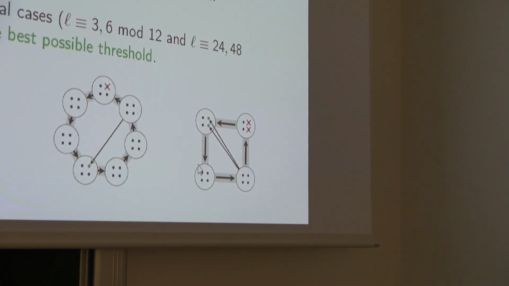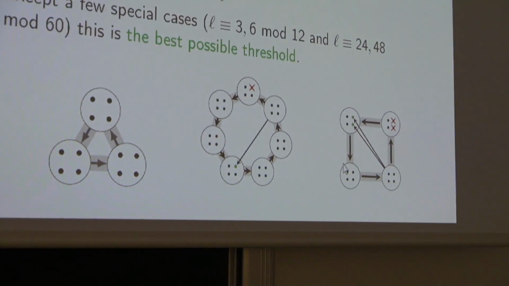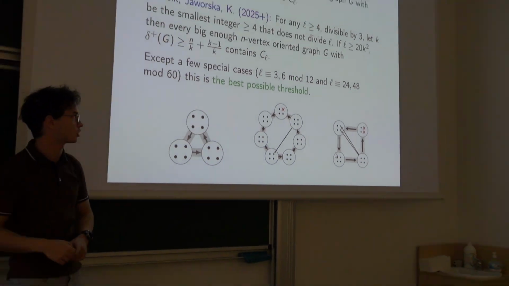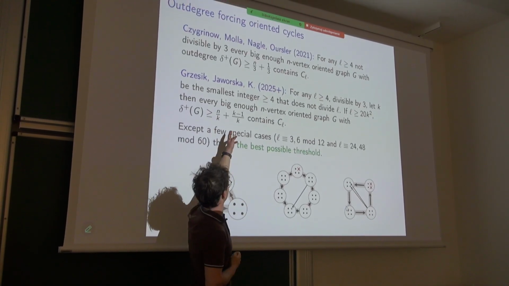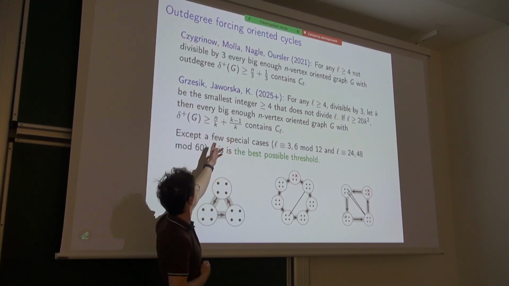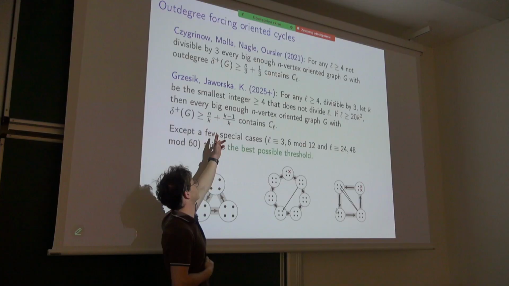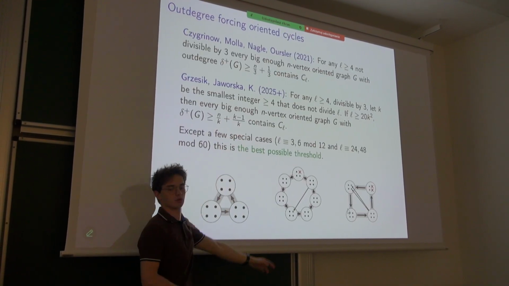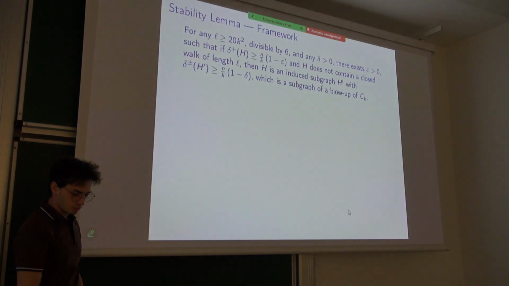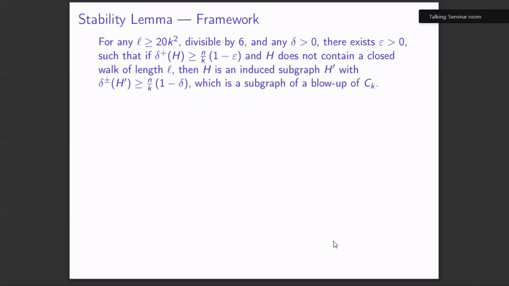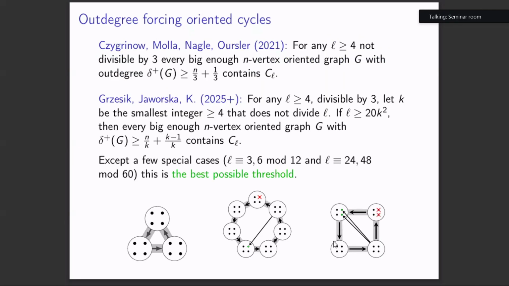Okay, so notice also that this addition is twice larger than the addition that the Grzesik Volec have done in the semidegree version. This is k minus 1 by k. They had k minus 1 by 2k. Okay, so how do we prove something like that even?